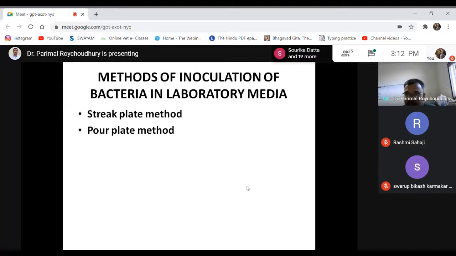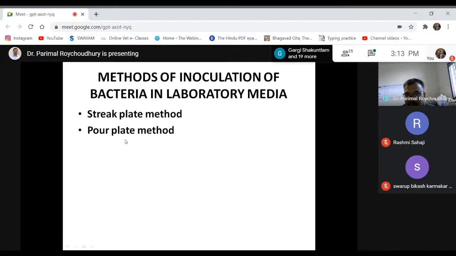So if you go to the methods of inoculation of bacteria in laboratory media, although there are 4 or 5 methods we describe, the most commonly used method is the streak plate method. Here, what we do physically is spread the bacteria on the surface of the culture plate and separate them with the help of an inoculation loop and allow them to incubate. When the bacteria transform into a visible colony, we can carefully pick it up and get the pure culture.